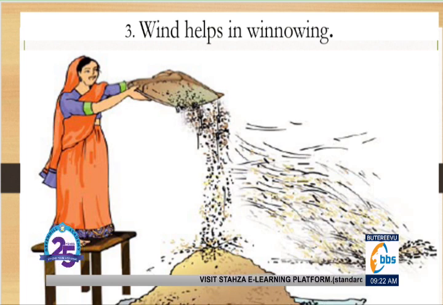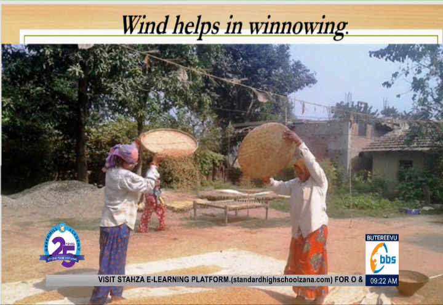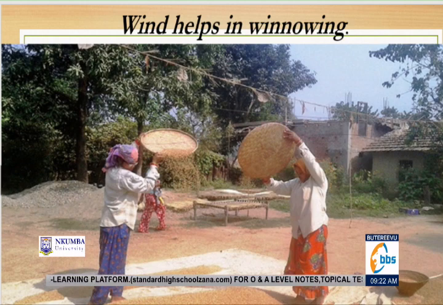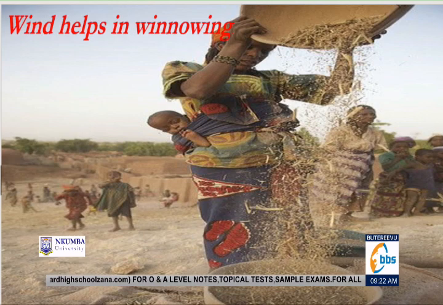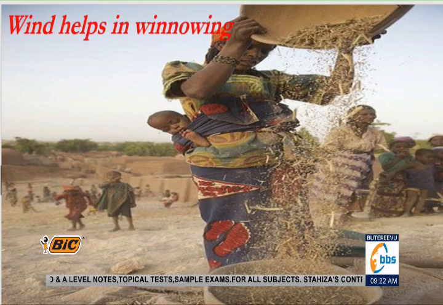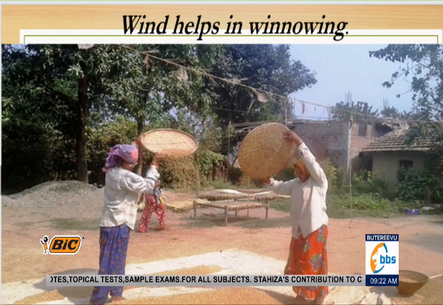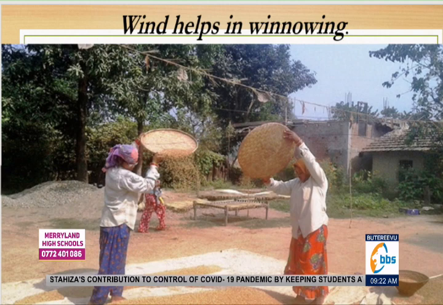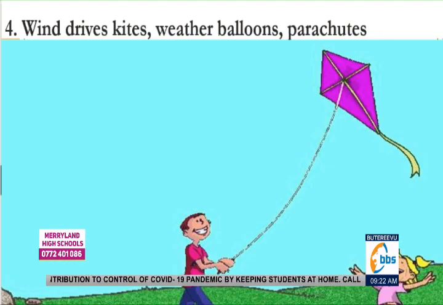Then we have another picture there. You can see those ladies trying to winnow rice. There's another one, a mother with a baby, but still carrying out winnowing. So wind helps in winnowing. I know that activity is common everywhere. Don't assume that it's not there in your place. Everywhere people carry out winnowing.